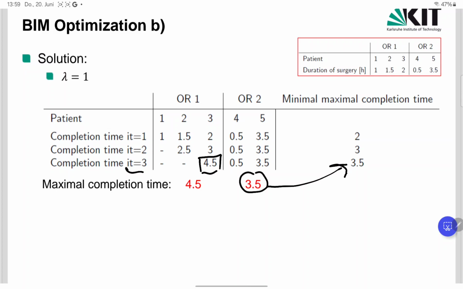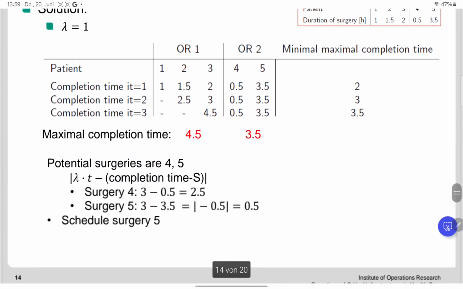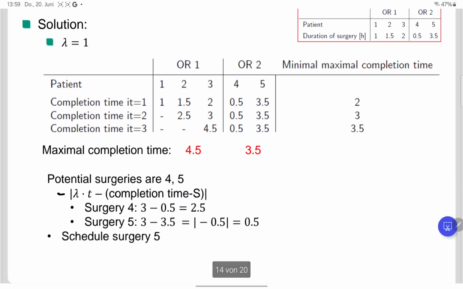Then the same again, whom to assign. We can assign patient 4 and 5. These are the potential ones. Here we can see again lambda times t, which is 1 because lambda is 1, and the iteration number is currently 3. So 3 minus 0.5 for surgery or patient 4, and 3 minus 3.5 for surgery and patient 5. Of course we take again the minimum deviation, so we would schedule surgery 5 next.